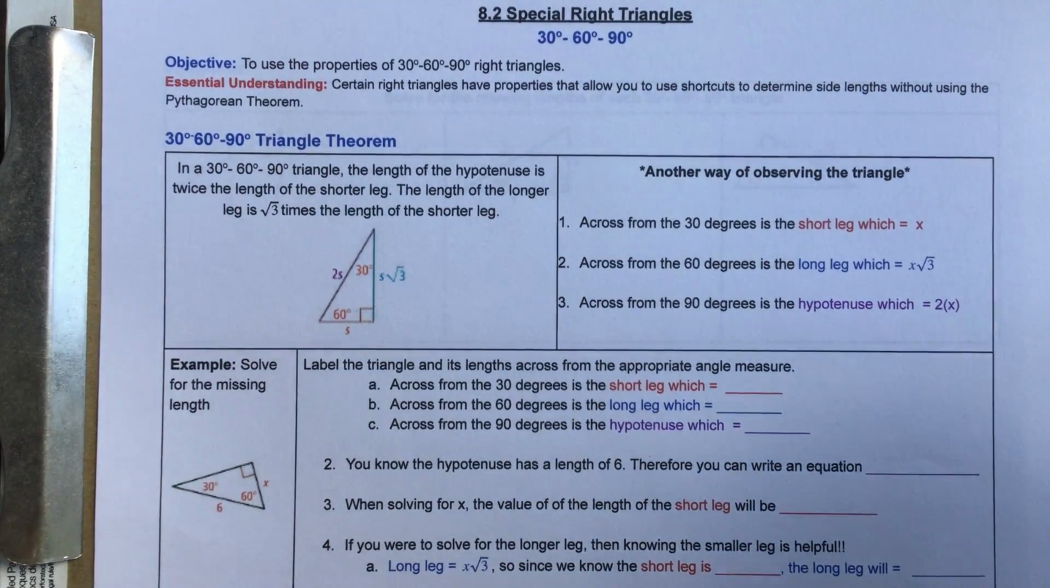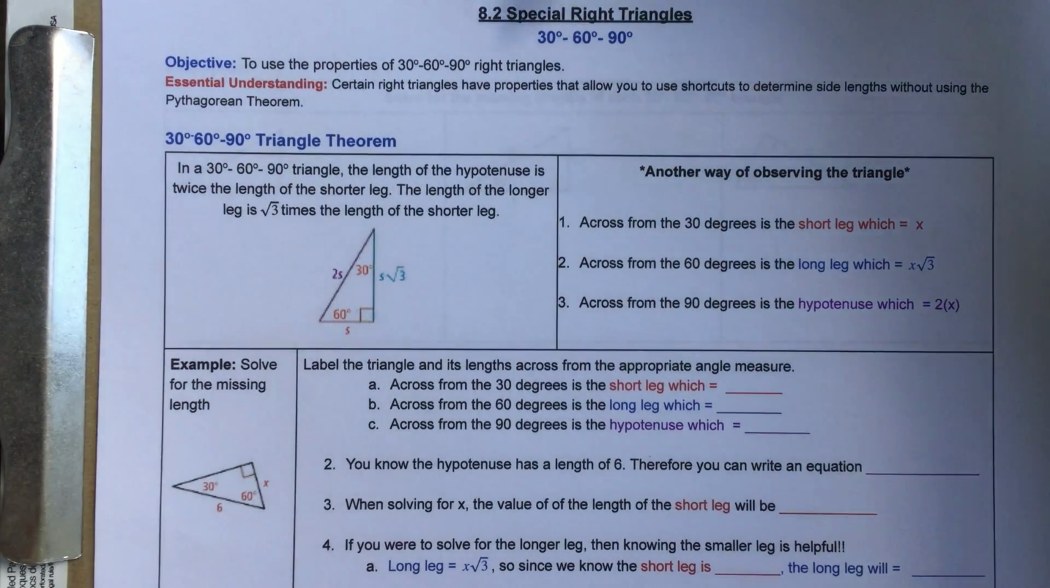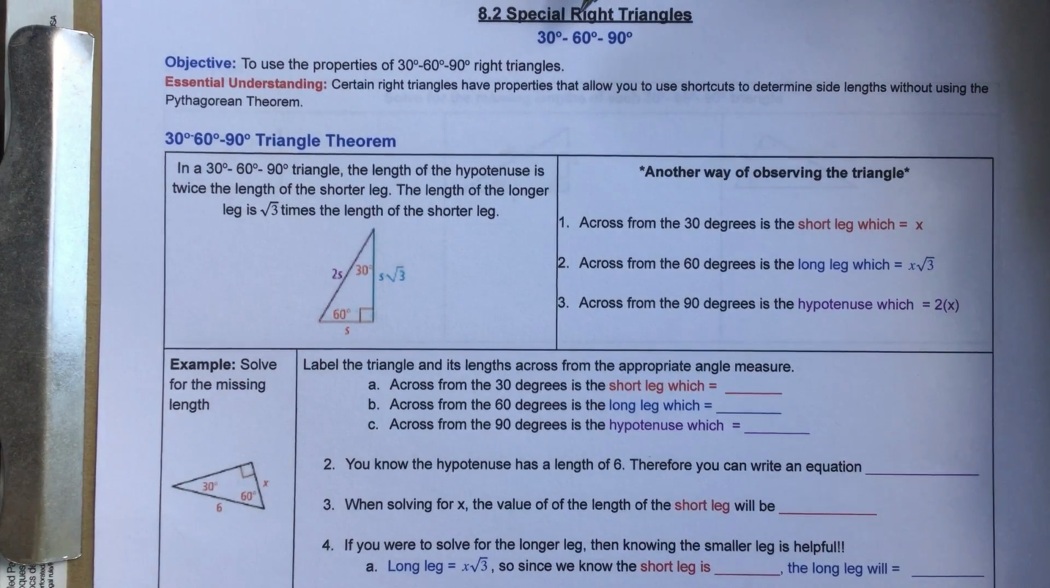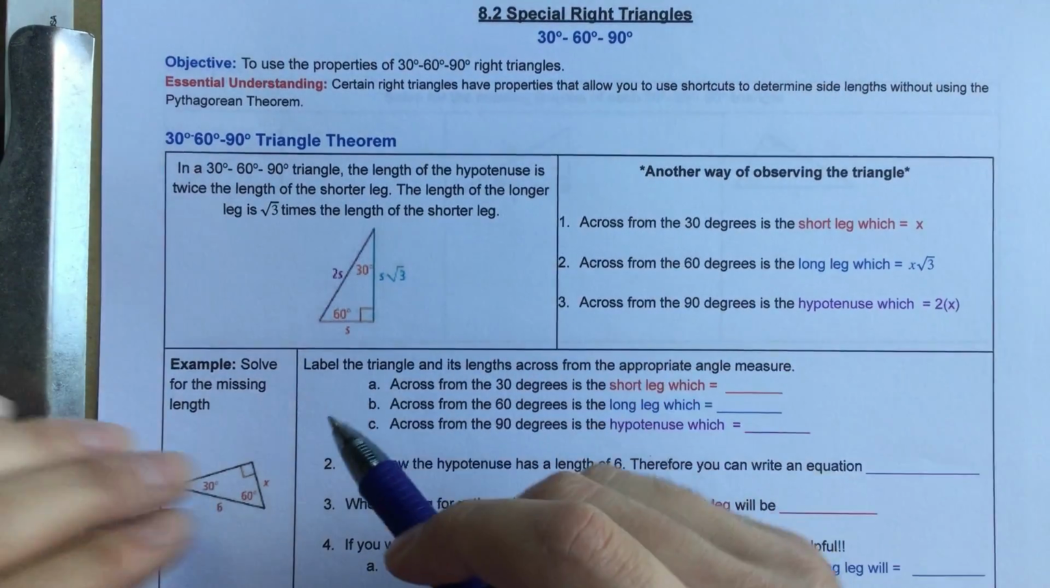Hi everyone, in this video we're going to take a look at another type of special right triangle called a 30, 60, 90 degree right triangle. Similar to the 45, 45, 90 degree triangle, there's a little pattern to it. I do find that this one is a little more challenging because the two of the side lengths aren't the same like they were in the 45, 45, 90 triangle. So let's jump right into it.